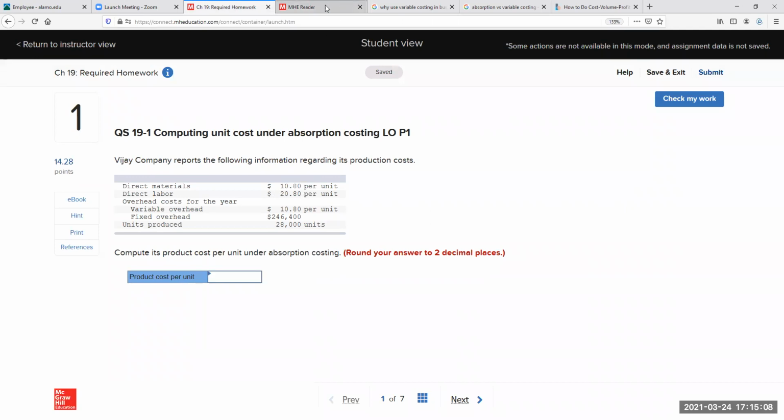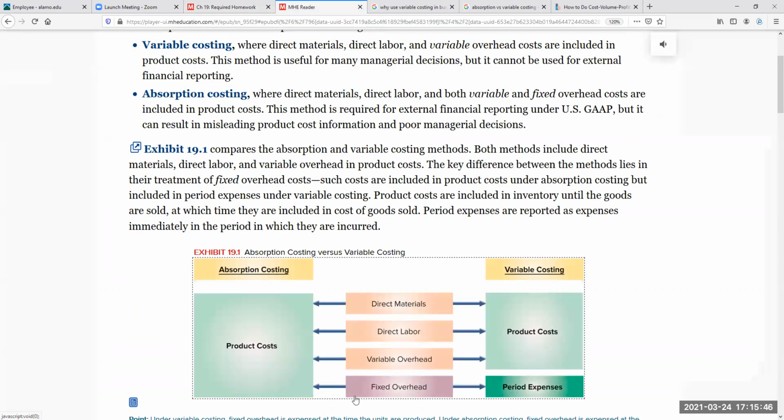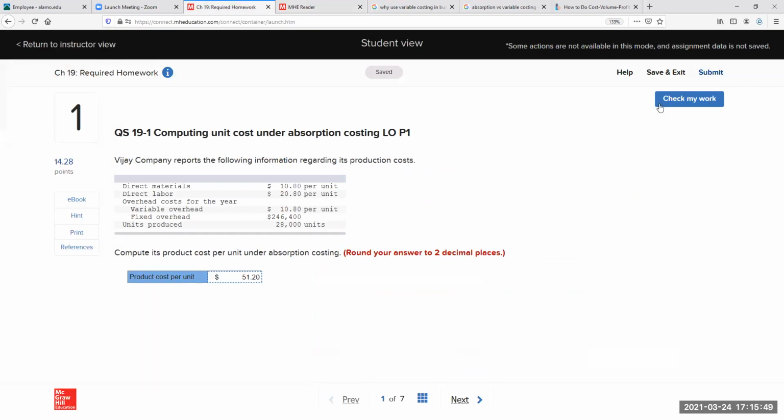Under absorption, we have to include all the expenses here. So I have materials, labor, overhead, plus the fixed overhead, which is 246,400 divided by 28,000 units, is 880, plus the 1080, plus the 2080, plus the 1080. So I'm going to say it's 5120. I added materials, labor, and overhead plus my fixed overhead because absorption includes all the cost.